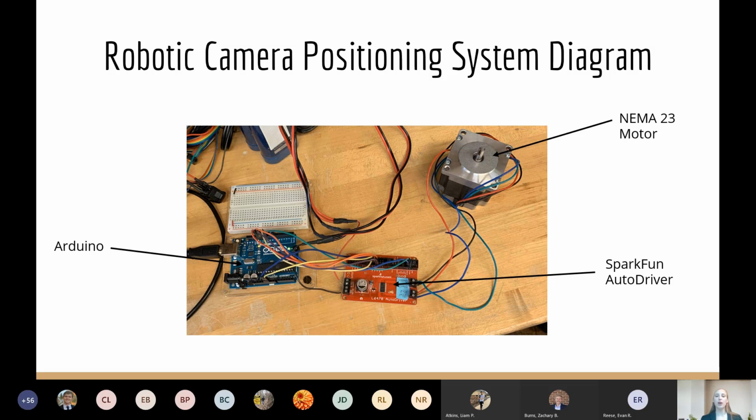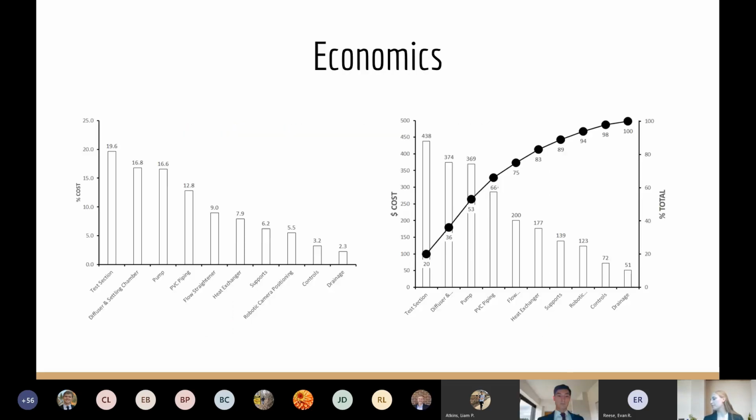In conclusion, all of the parts of the robotic camera positioning system have been purchased and are ready to be assembled. The code to control the motors was not completed, but Dr. Anderson has been given all of our resources and our code for him to work on in the future. Now I'm going to hand it off to Nathan to talk about the economics.